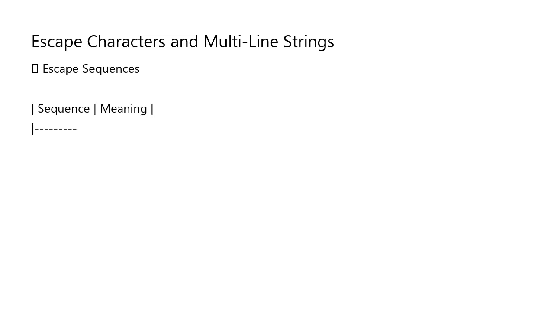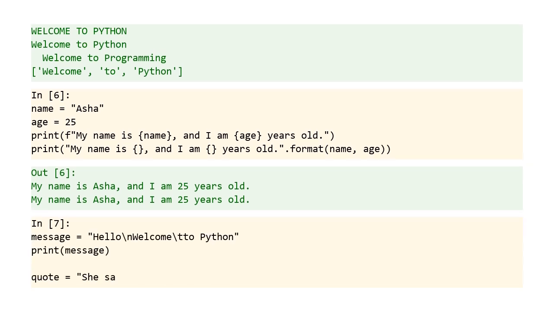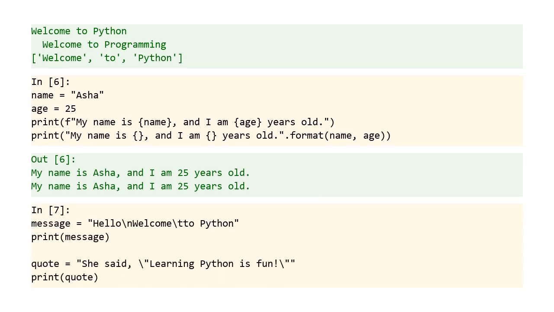Sometimes you need quotes or new lines inside a string. Escape sequences allow that. Triple quotes let you create paragraphs without adding escape symbols manually. Here we insert new line and tab spacing inside a string. Then we print a sentence containing quotes. Notice how Python prints exactly what we requested.